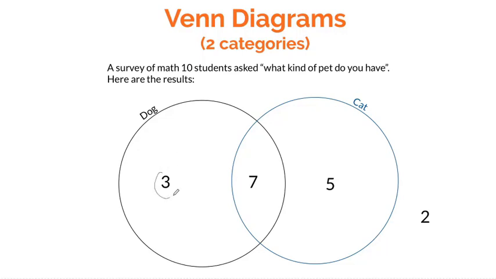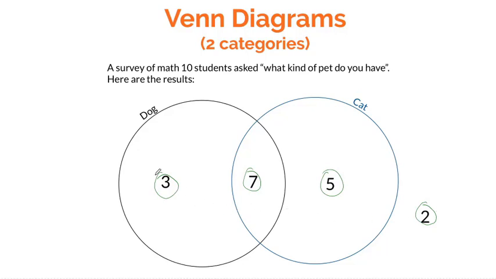This tells us that 3 said they had a dog, 5 said they had a cat, and 7 had both. And if you think about what this 2 out here means, these are the people who don't have either a dog or a cat. So they don't have a dog and they don't have a cat.